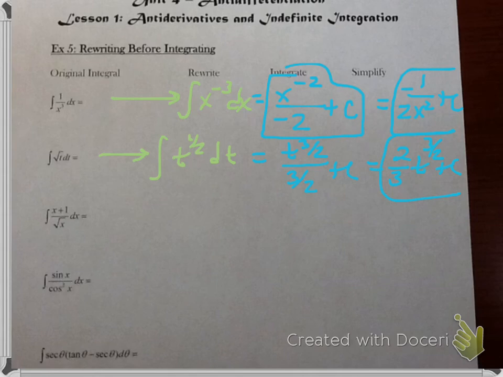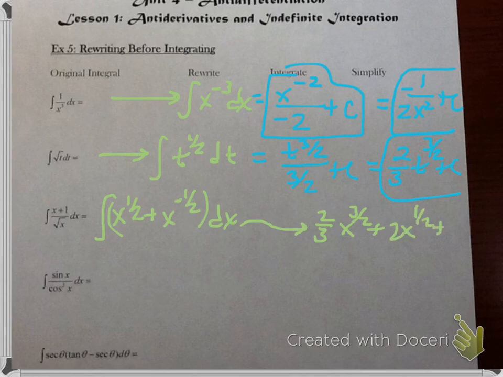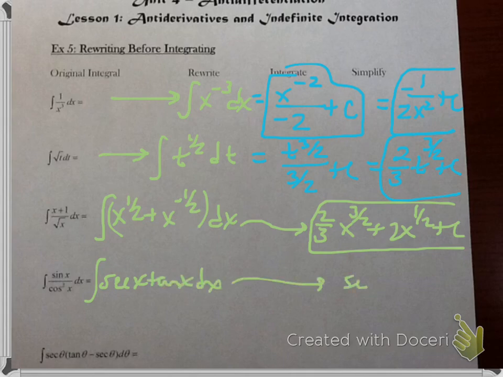Alrighty, so for our first one here, the rewrite would have been the integral of x to the 1/2 plus x to the negative 1/2. And eventually that would get us to a final answer of 2/3 x to the 3/2 plus 2x to the 1/2 plus c. Fourth one would actually be easier if we rewrote it as secant x tangent x, so a little use of identities there. And then that would allow you to just say the answer is secant x plus c.